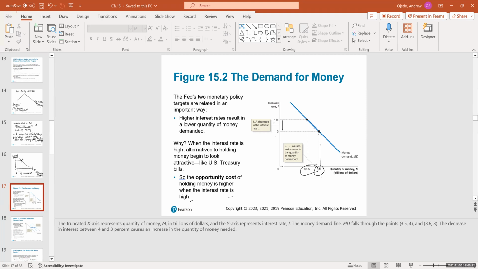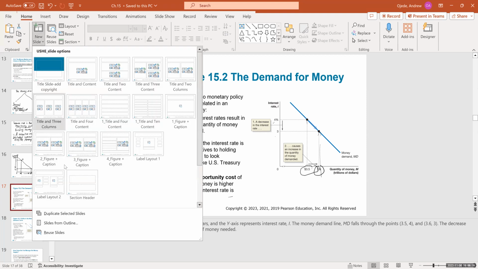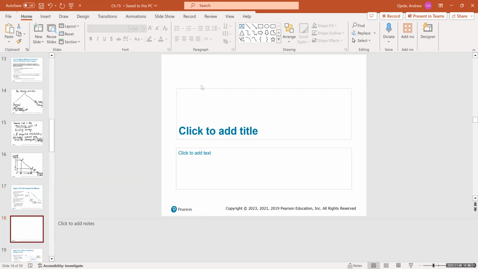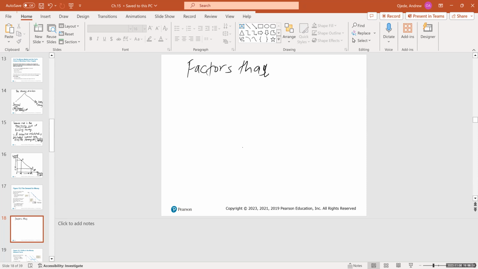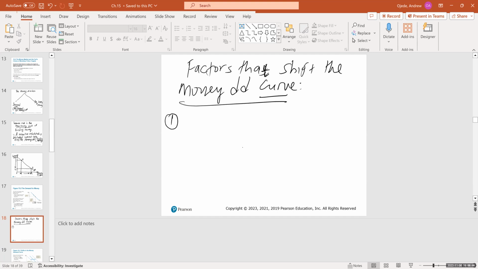So let's discuss those factors that might make people hold less or more money, which can shift the demand curve for money to the left or to the right. There are a few of them. So we can talk about factors that shift the money demand curve. Okay. So the first one is going to be price level. And this is obvious.